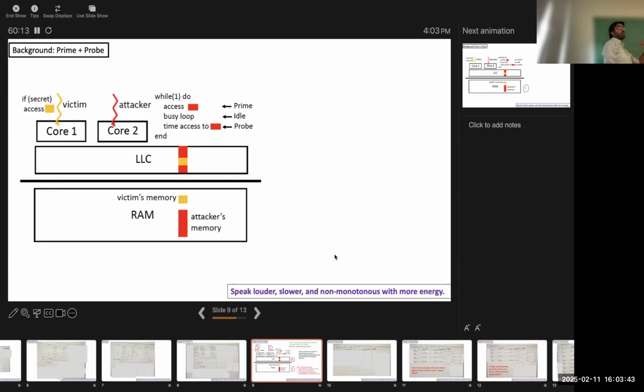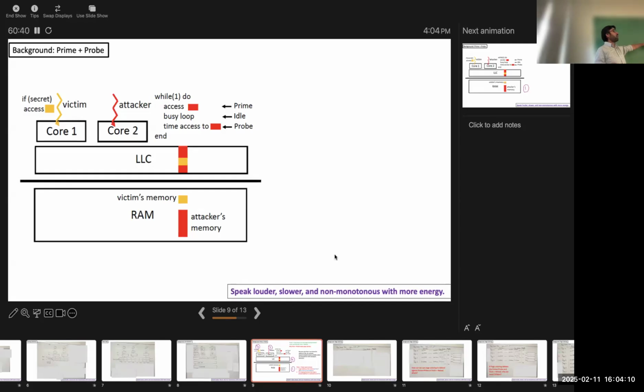Okay. Then I wait. This was the first step, the prime step, where I'm priming the cache set. Then I wait for the victim to execute for a given amount of time. How long, I don't know, but the idea is that you wait. How to decide it is a different question: what is the wait period? But you wait for some amount of time in which you expect that the victim will do some access.